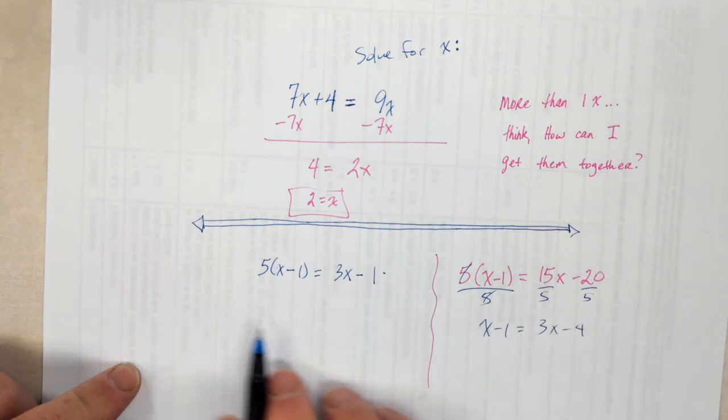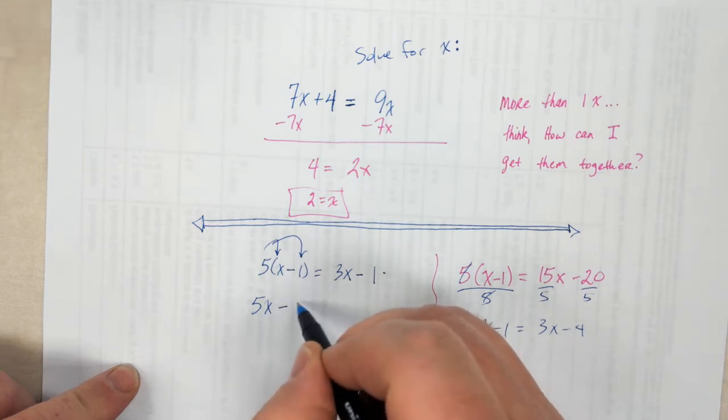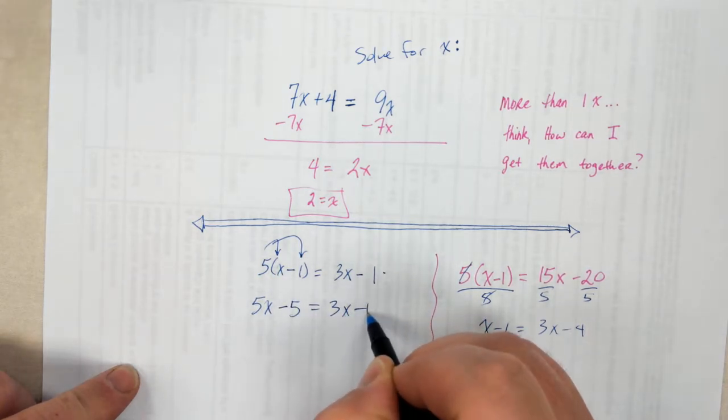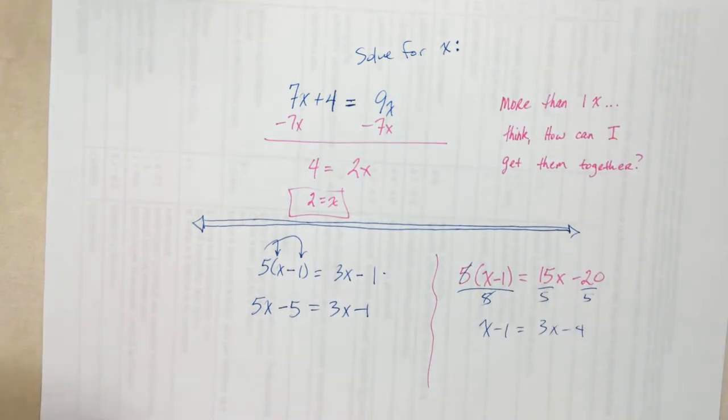So what we're going to have to do on this one is distribute. Now, you got to multiply it by everything inside the parentheses. Now, this problem is just like that problem. Does it make sense? Yeah. Okay. So you guys can finish solving it too. I'll do it right here. That's not bad practice.